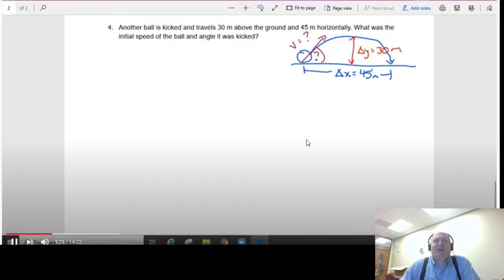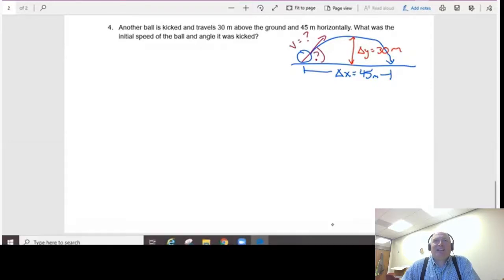So it doesn't look like I'm given a whole lot of stuff. But what other things do I know? I know my acceleration is equal to negative 9.8 meters per second squared, because we can say this ball is on Earth. I don't know the initial velocity of the ball. I know the velocity in the y direction at the peak is equal to 0. So at the very peak, at the top of its arc, my y velocity is 0. My x velocity is always the same.